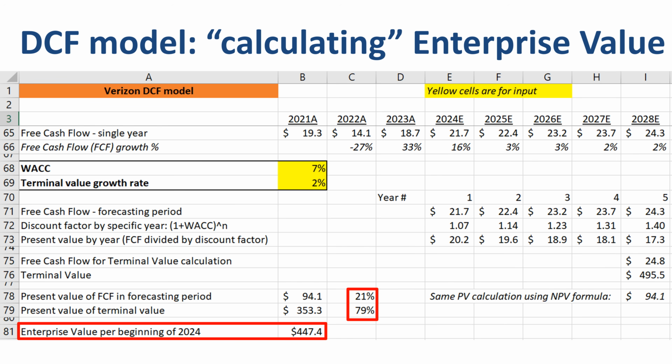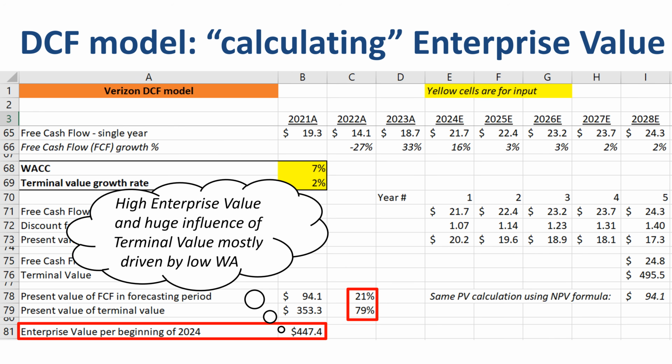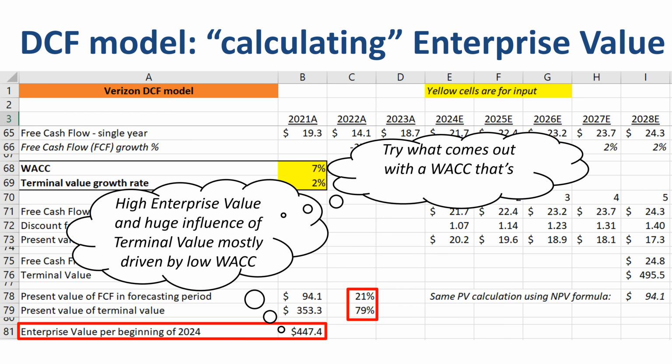Nearly 80% of that enterprise value is driven by the terminal value, which is an unusually high percentage, even for a 5-year forecasting period. Much of this is driven by the relatively low WACC of only 7%. If the WACC were higher, then both the enterprise value as well as the impact of the terminal value on the total would be much lower.